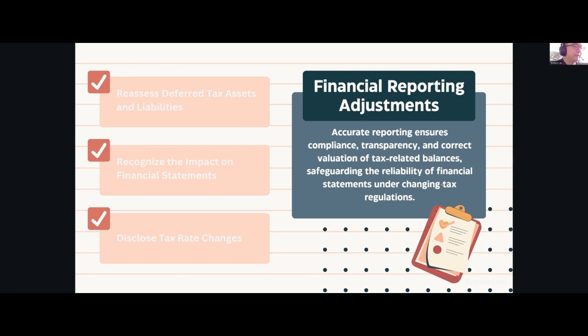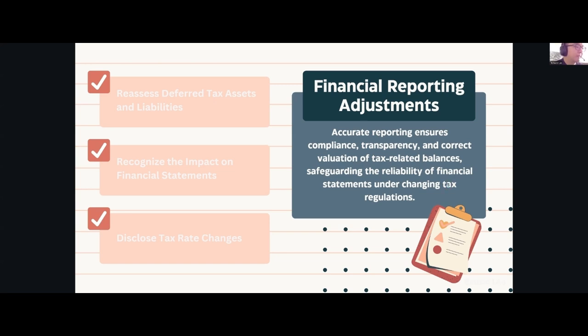The first perspective is financial reporting adjustments. When tax rates change, accurate reporting is critical to comply with accounting standards and ensure that financial statements remain reliable. There are three key actions under this focus. First is to remeasure deferred tax assets and liabilities. DTAs and DTLs must reflect the updated tax rates. This ensures they accurately represent the future tax effects of temporary differences.